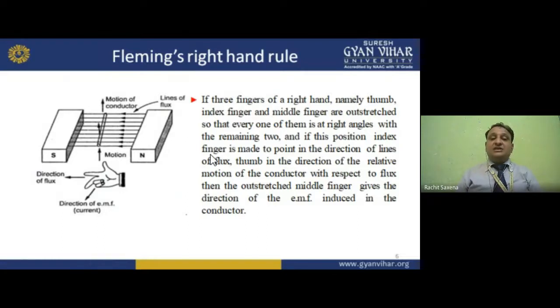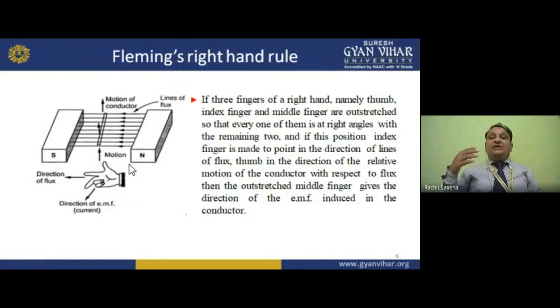Now see what it says. If three fingers of the right hand, namely thumb, index finger and middle finger, are outstretched so that each one is at right angles to the others, and the index finger is made to point in the direction of the flux lines, the magnetic field, the thumb in the direction of relative motion of the conductor with respect to flux, then the middle finger gives the direction of the induced EMF in the conductor. So this is Fleming's right-hand rule.